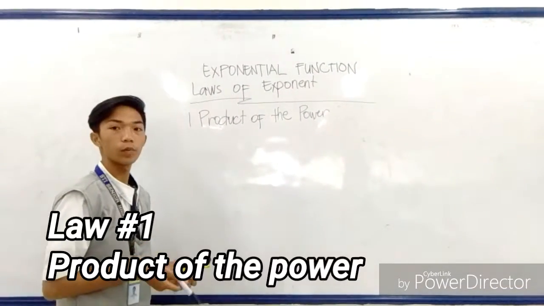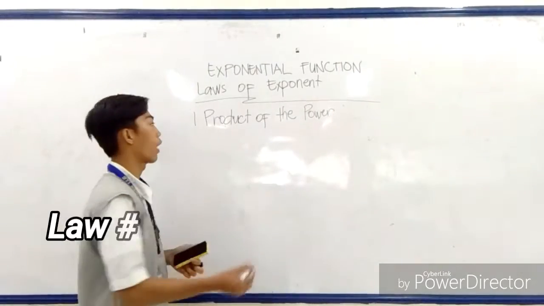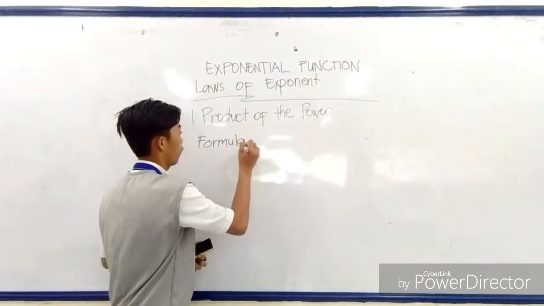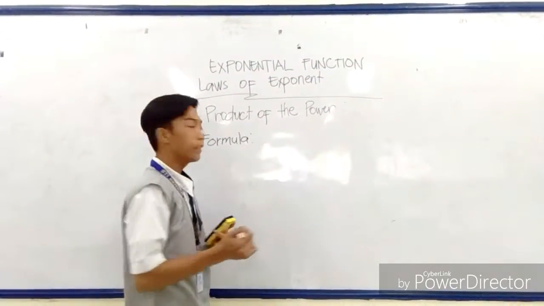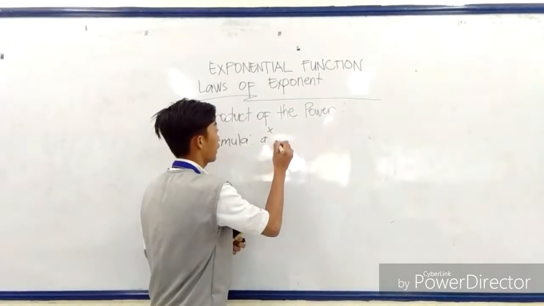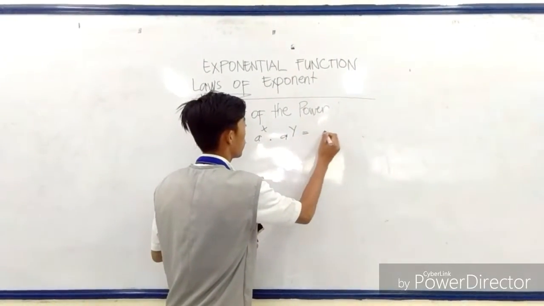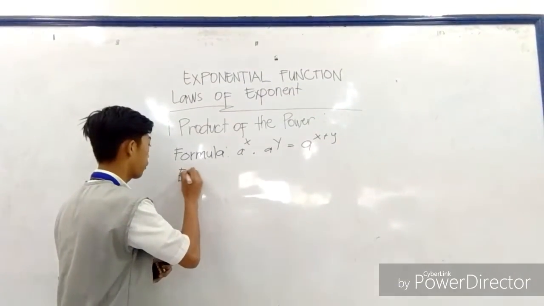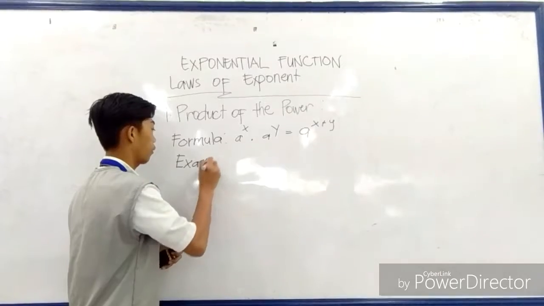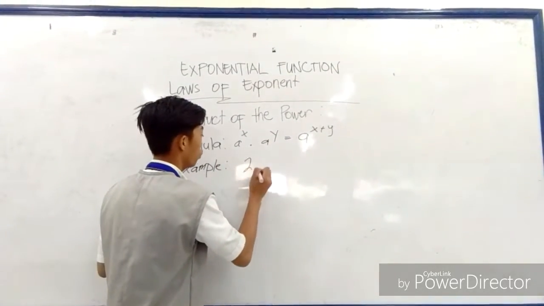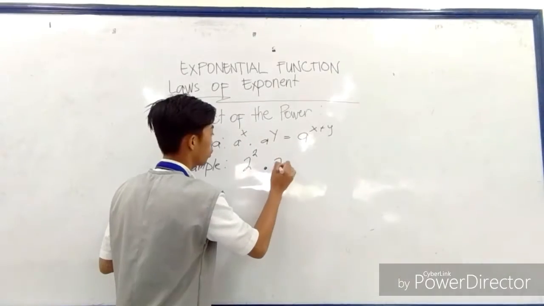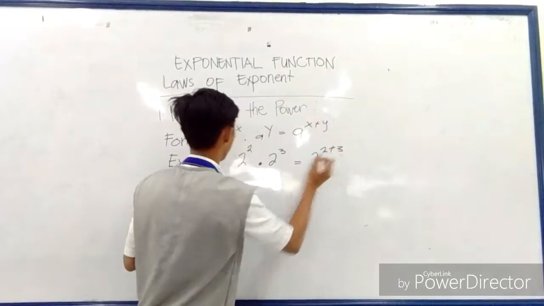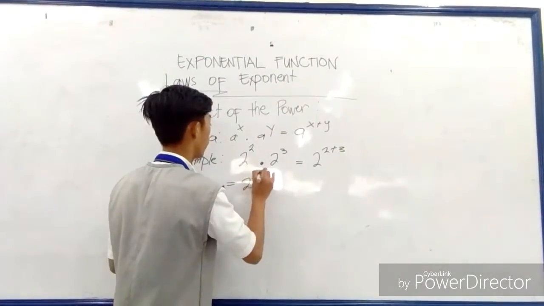Exponent number 1. Product of the power. First, I will give you the formula. A to the power of x times a to the power of y is equal to a to the power of x plus y. Example. Two to the power of 2 times 2 to the power of 3 is equal to 2 to the power of 2 plus 3, which is equal to 2 to the power of 5.